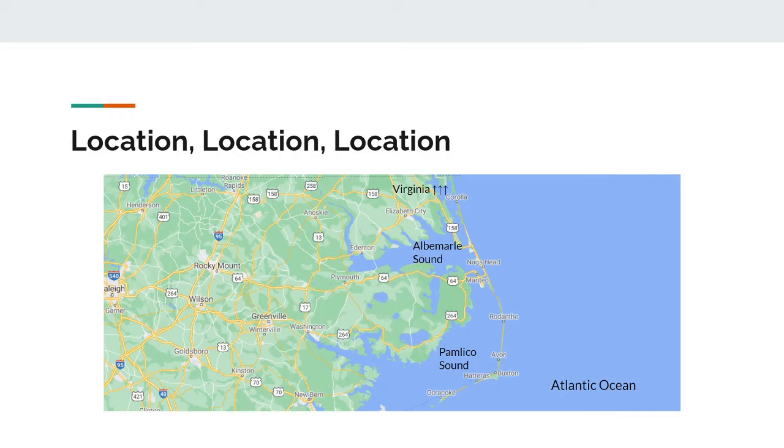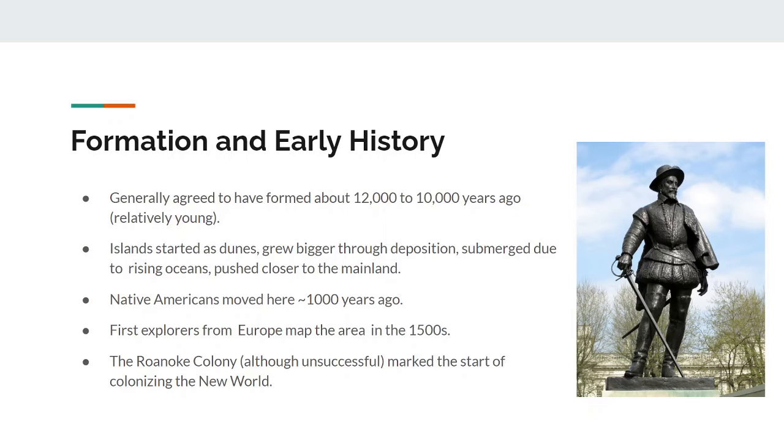Unlike the Atlantic Ocean, the Albemarle and Pamlico Sounds are made up of relatively fresh or brackish water, since it's basically the mouth of so many rivers, such as the Chowan River, the Alligator River, and the Tar River, just to name a few. Next up is formation and early history.